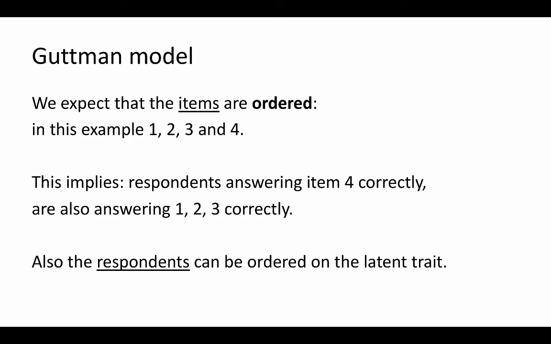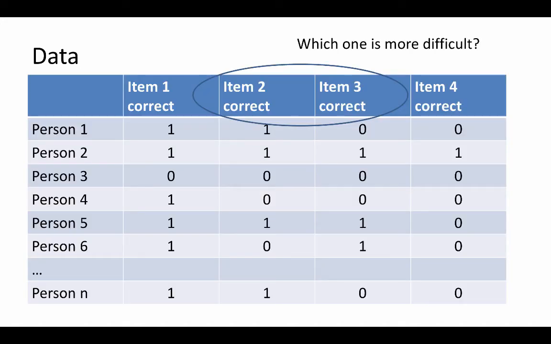Also, the respondents can now be ordered on the latent trait. We're not just ordering the items, but also the respondents. Because if you can only answer 1 correctly, you're more to the left on the scale, but if you're also able to answer 4 correctly, you're more on the right side of the scale. So we not only order the items, but also the respondents.